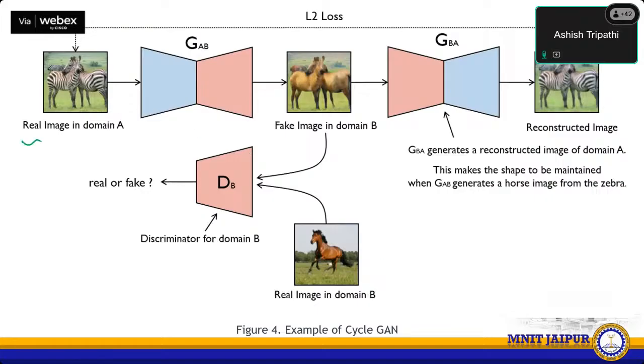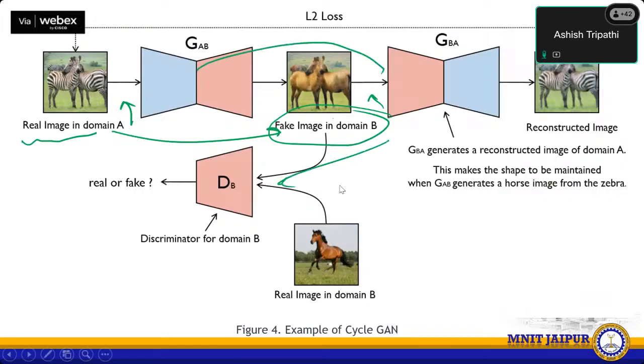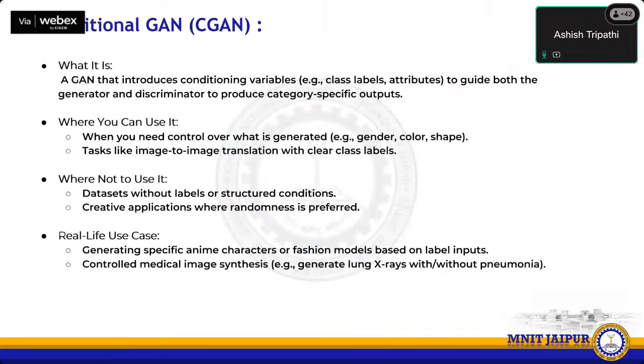For example, I have an image in domain A, and I want to generate a similar type of fake image in another domain that is called B. So here we can have two generators and one discriminator. I am not going into much detail because I am running short of time here. You can go through the literature and check what other types of GAN are available, and you can just use them.